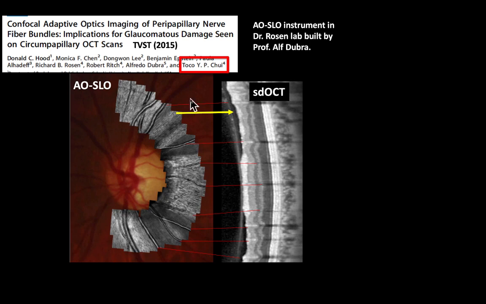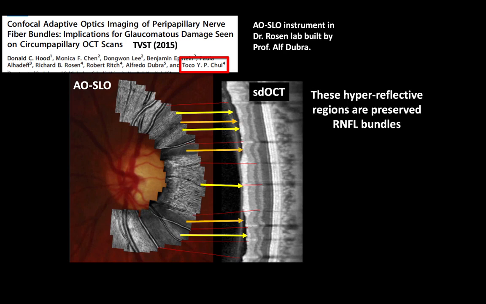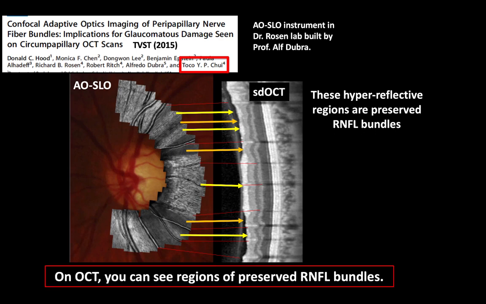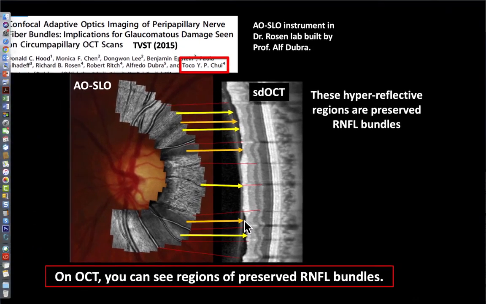So I want you to notice, wherever there are remaining bundles, there's remaining tissue. Bundles, hyperreflective region indicating axons, and so on. And wherever this is dark, it's hyporeflective, right? So these hyperreflective regions are preserved retinal nerve fiber bundles. So you can see regions of preserved bundles on the OCT. It's remarkable.